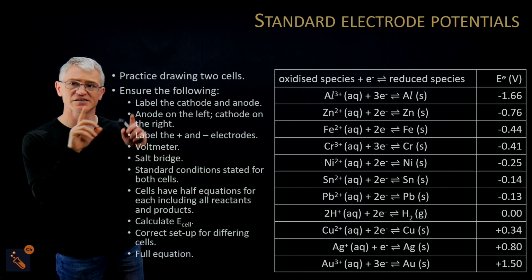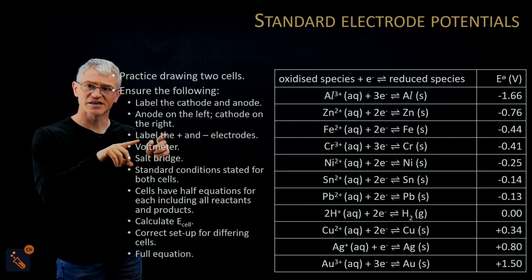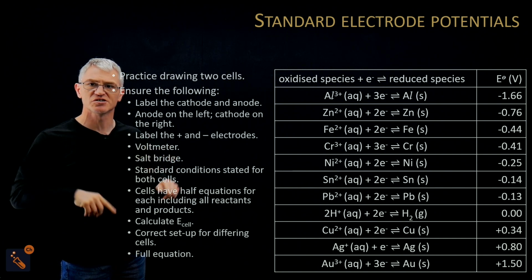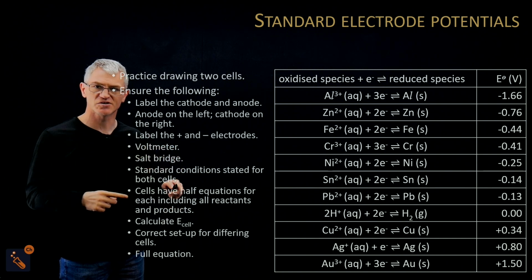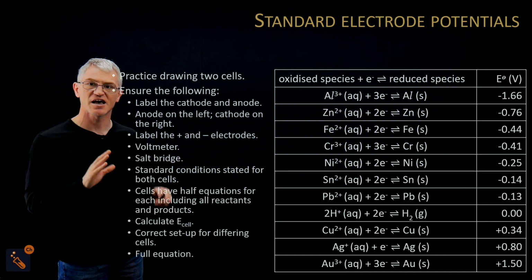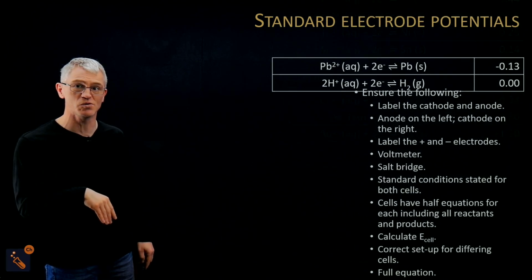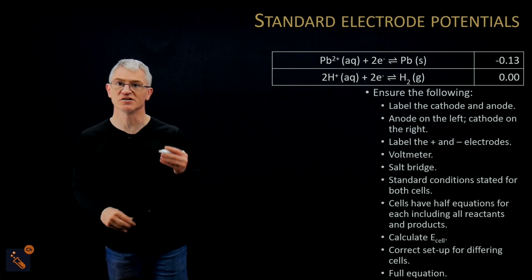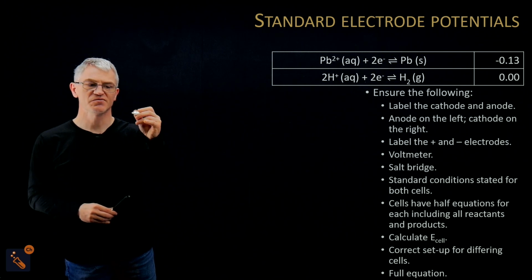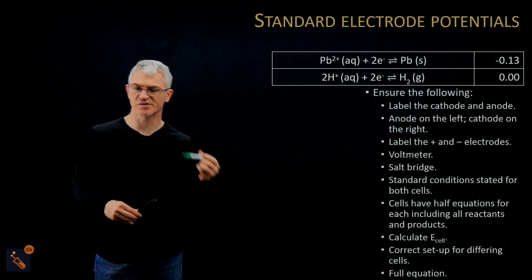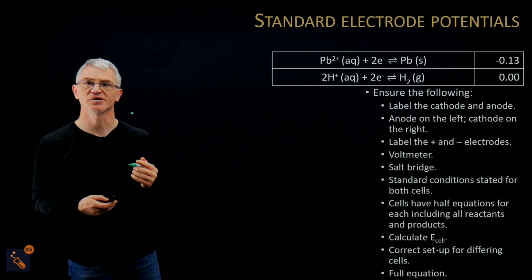So the things you've got to do is label the cathode and anode, label the positive and negative electrodes. I want my voltmeter, I want my salt bridge, I want the standard conditions stated, I want cell half equations for each, and I want to calculate the E cell and the correct setup for these, and a full equation. So we'll go through all of that. It's a lot. Okay, right, so if we're going to do this now, let's go through it, get a better pen. Okay, there we go.